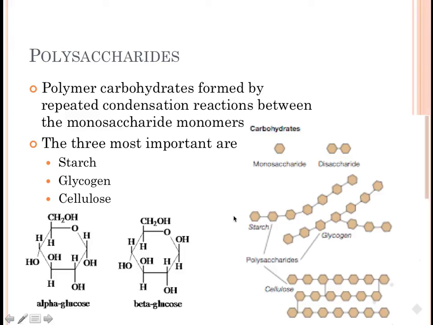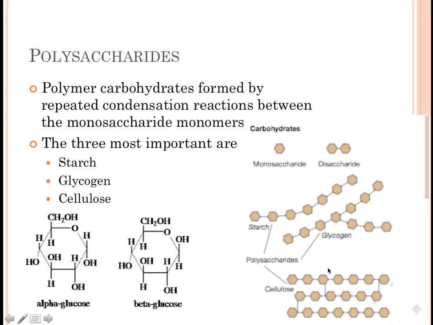Polysaccharides are made when we have those reactions happening over and over and over again. Okay? And the 3 most important ones are starch, glycogen and cellulose. Starch and glycogen are both made from alpha glucose. Okay? Cellulose is made from beta glucose. Now they're very, very similar, but they are optical isomers of each other. And this one here, so here we've got a chiral center, and there we've got an OH group sticking up instead of down.